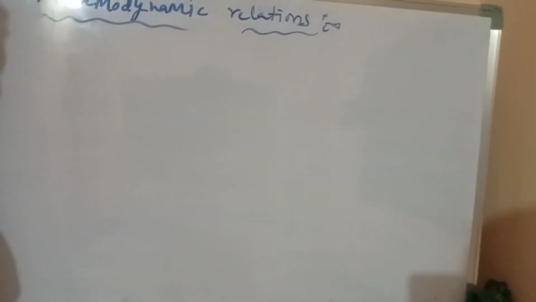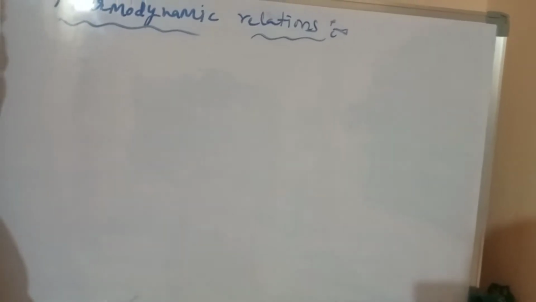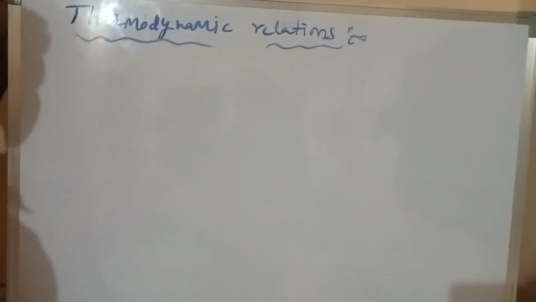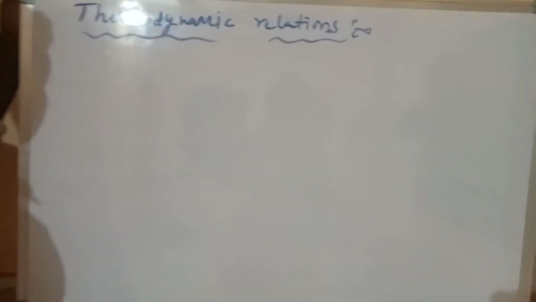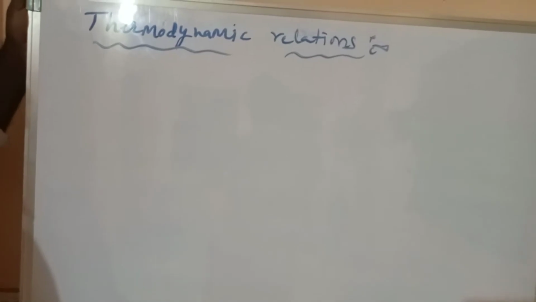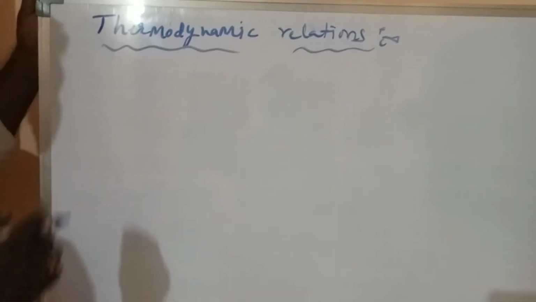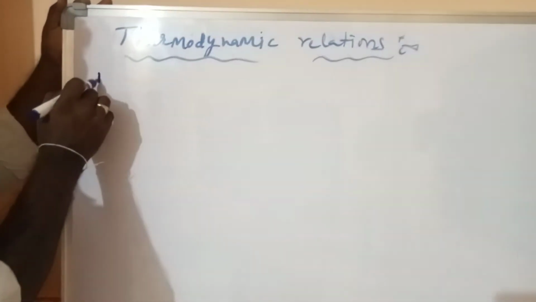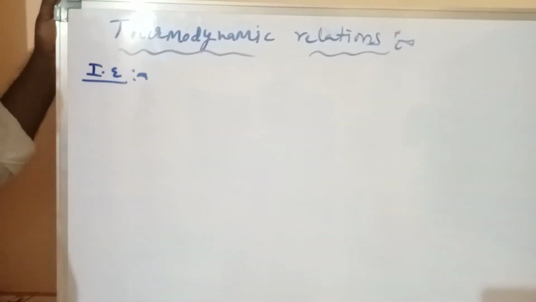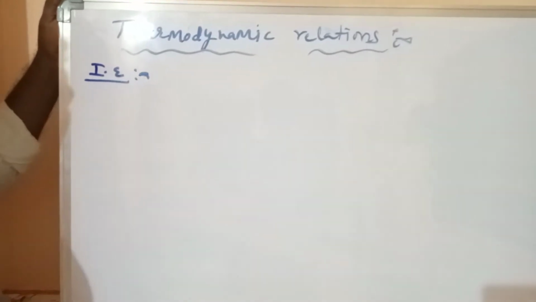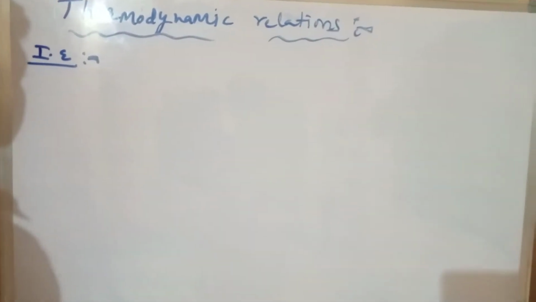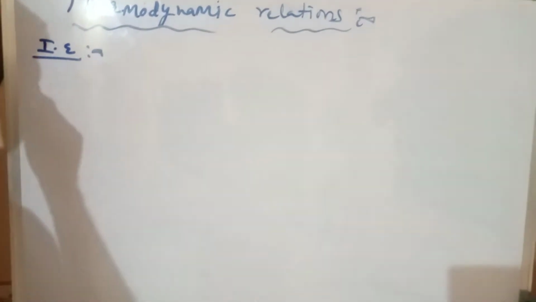Thermodynamic relations are of four types: internal energy, enthalpy, Gibbs free energy, and Helmholtz free energy equations. There are four equations. First of all, we will discuss the internal energy thermodynamic relation. Here, one relation is linked to another, that's why listen carefully. Internal energy, how to determine?